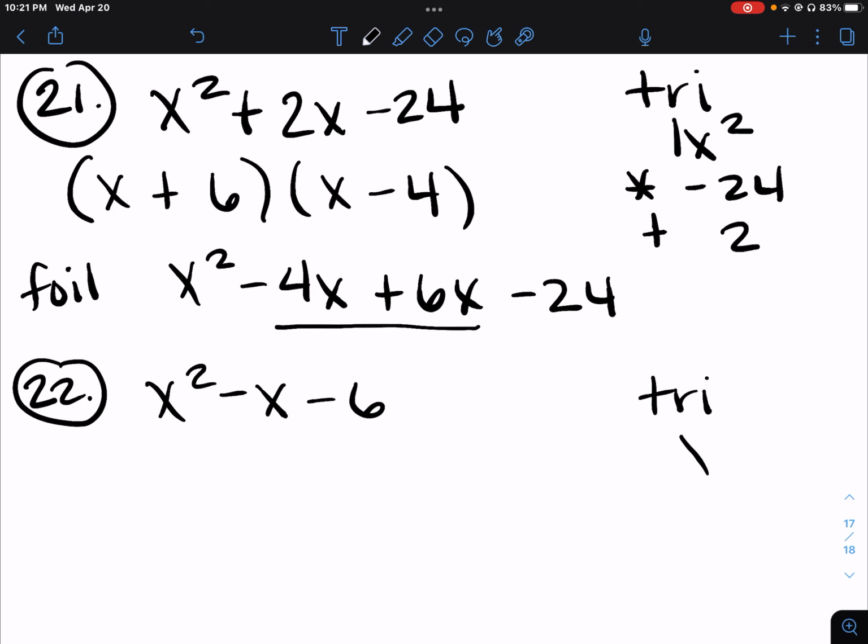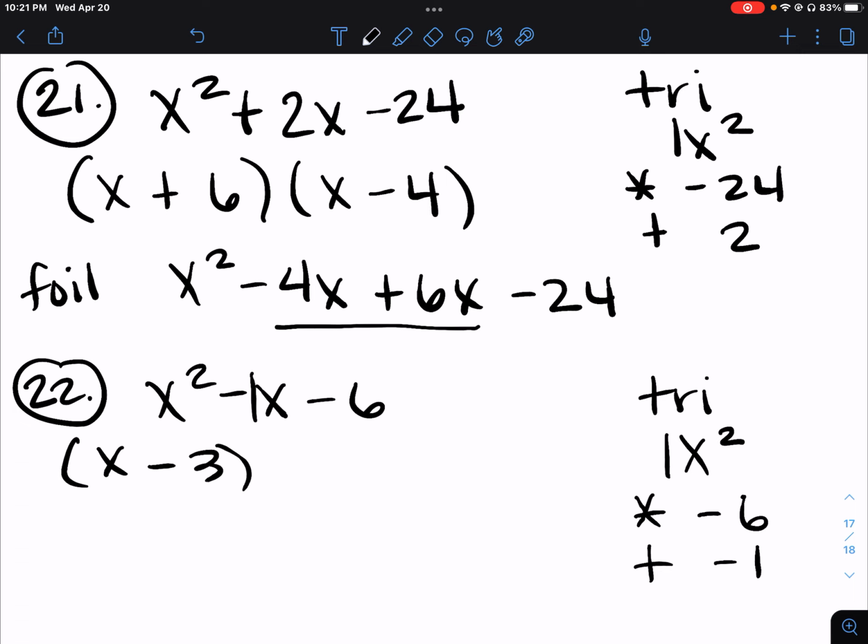Another trinomial with 1x squared. Multiply to negative 6, add to that understood minus 1. Okay, so this would be minus 3 and plus 2. Because negative 3 plus 2 is negative 1. Negative 3 times 2 is negative 6.